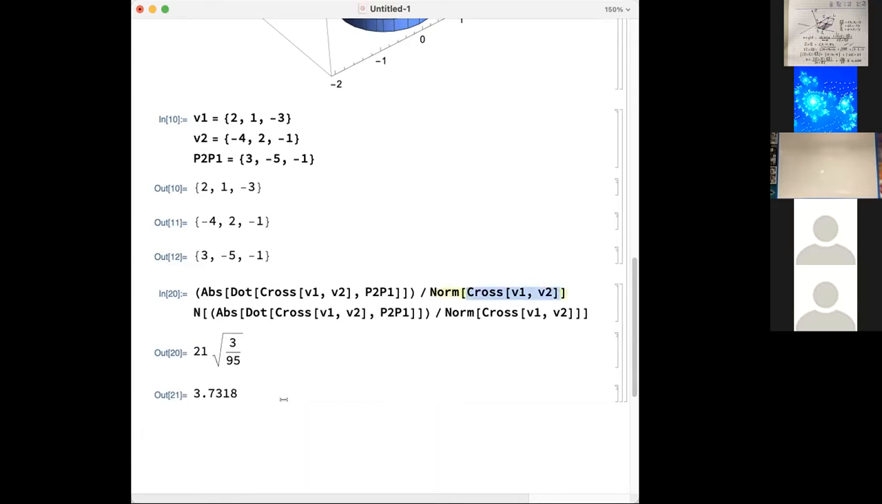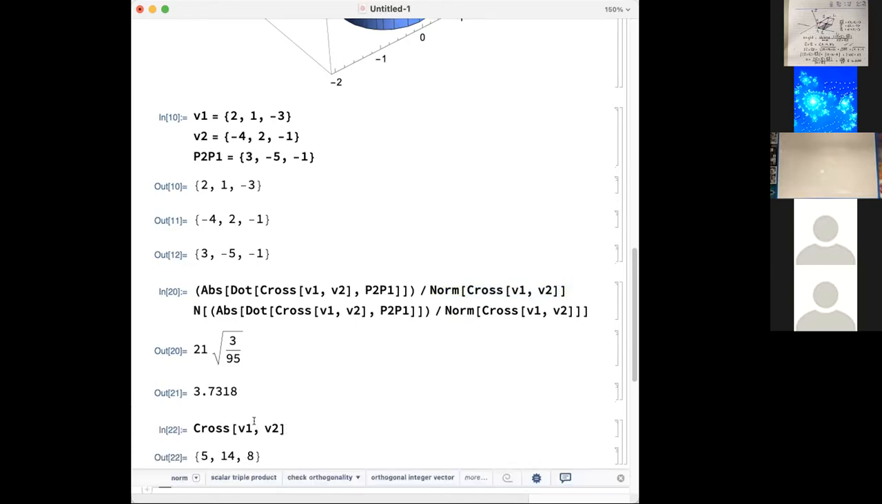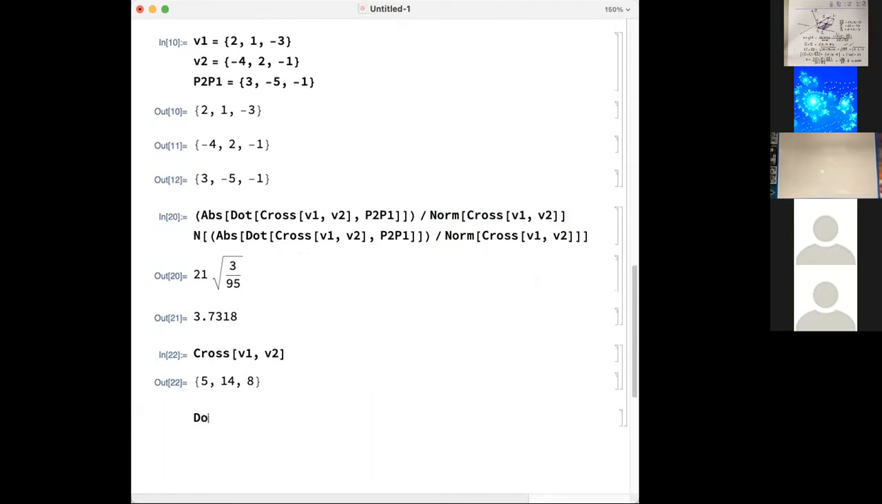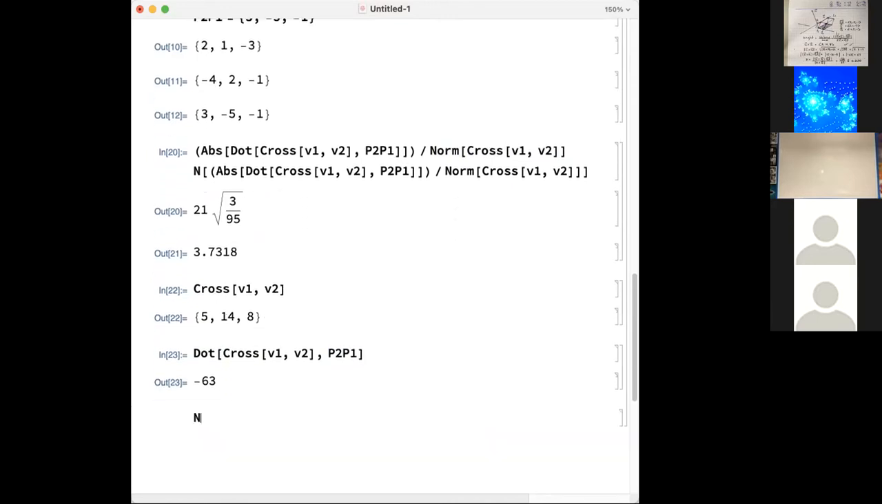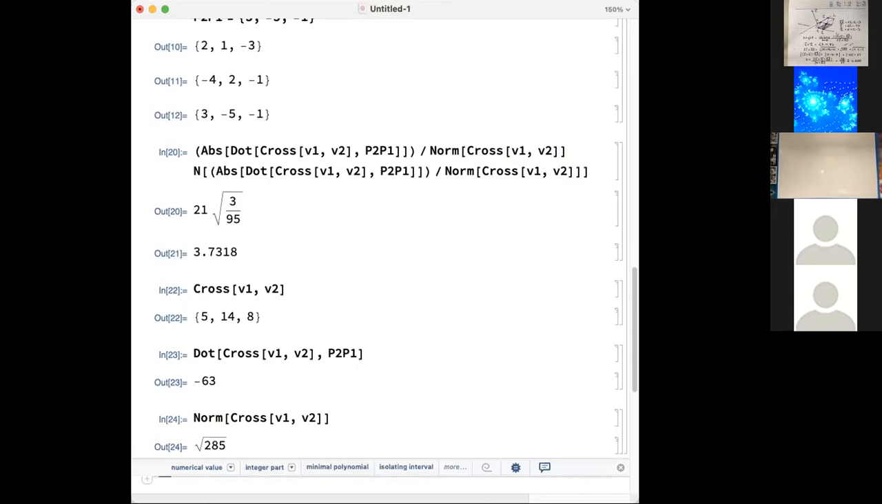Let's do our cross product again. That turned out to be what we want. Let's do the dot product of that cross product with P2, P1. Minus 63, that turned out to be right. What am I missing? Let's do the norm of the cross product. That turned out to be right too. So maybe I entered something else incorrectly into my calculator. I want that to be a square root of 285.